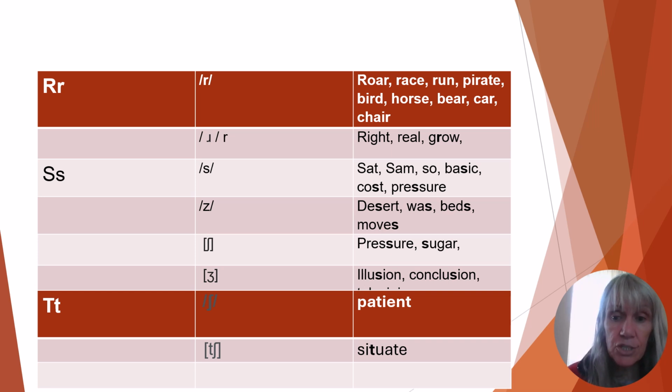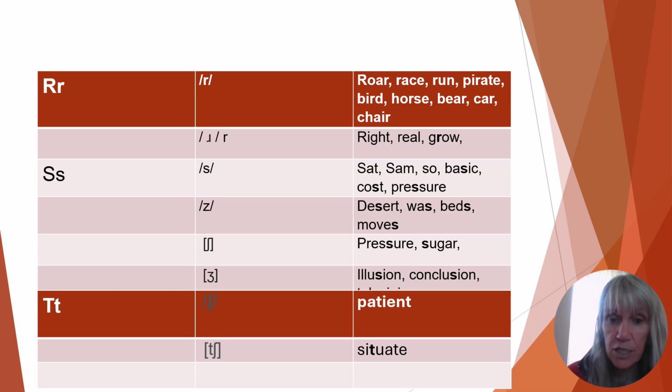It can make the sh sound, as in pressure, sugar. And it can make the zh sound, as in illusion, conclusion. So those are the 4 sounds that S can make. T makes 2 sounds. It makes a sh, patient sound.